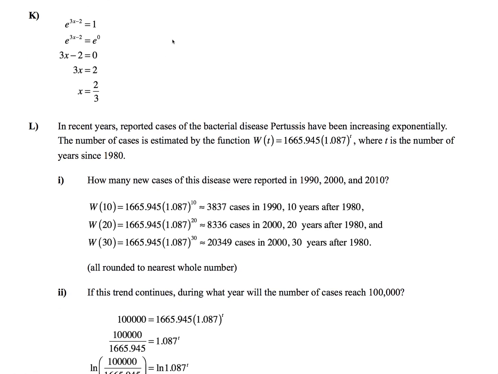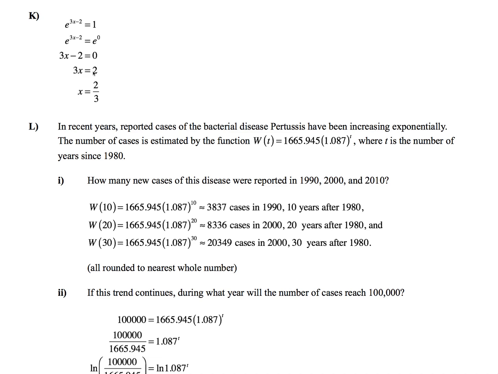Now, question K is a little bit tricky. You once again write both sides of the equation with the same base, and e to the 0 is 1. So we have e to the 3x minus 2 here on the left side, but we have e to the 0 now on the right side. We equate the exponents, so we have 3x minus 2 is equal to 0.